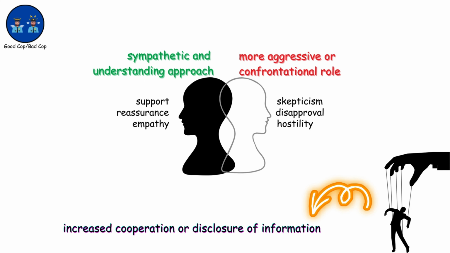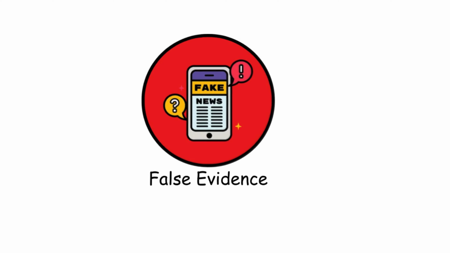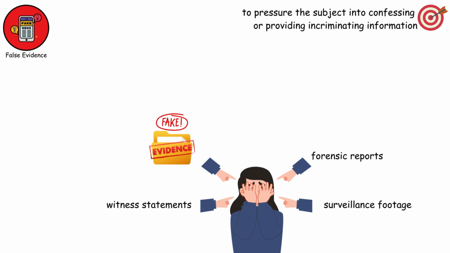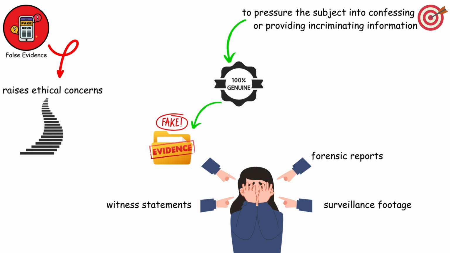False evidence. Interrogators may present fabricated or misleading evidence to convince the subject of their guilt or the strength of the case against them. This can include fake witness statements, forensic reports, or surveillance footage. The aim is to pressure the subject into confessing or providing incriminating information based on the belief that the evidence is genuine. However, the use of false evidence raises ethical concerns and may lead to false confessions or wrongful convictions if abused.